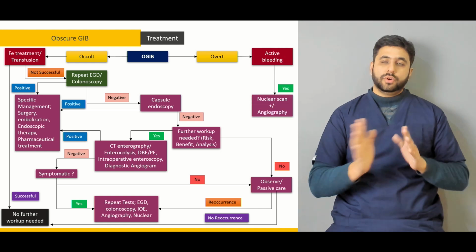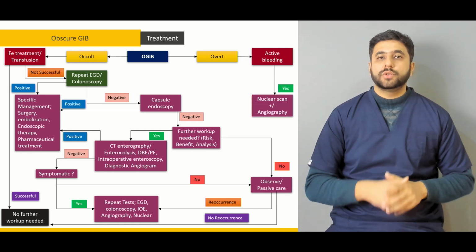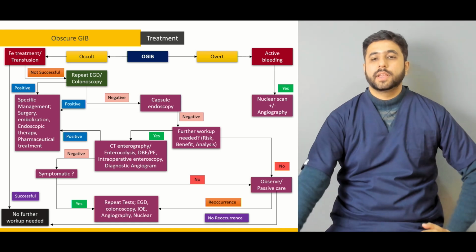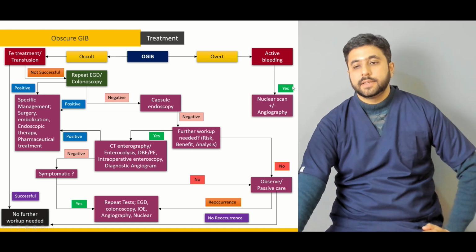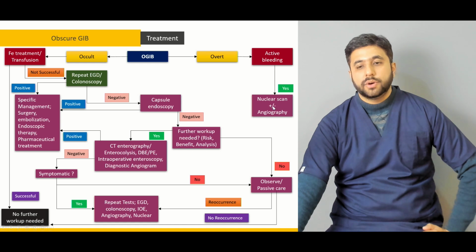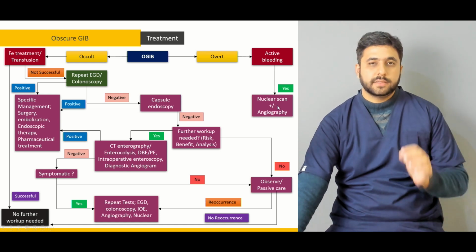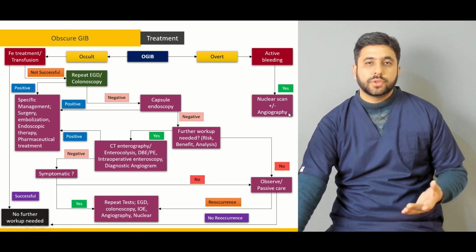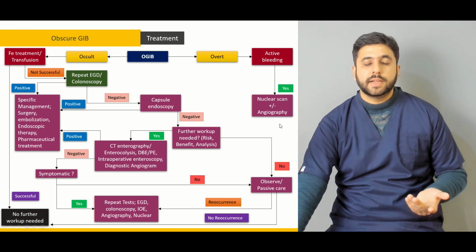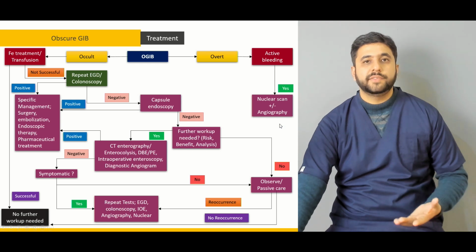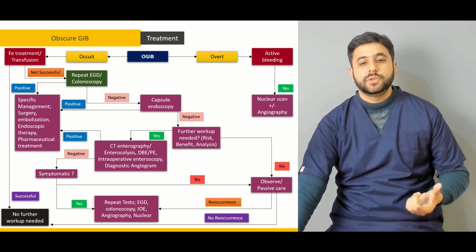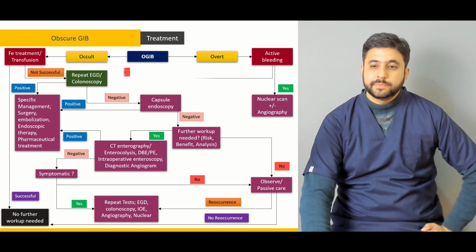Now let's go on to the other side. If there is overt bleeding or visible bleeding, if the patient is currently bleeding, yes, then nuclear scan plus or minus angiography. You can do a quick nuclear scan to locate the site of bleeding, or you can do an angiography to localize it. And angiography is more helpful in this context because you can fix the bleed with the help of an angiogram. You can embolize the bleeding artery.